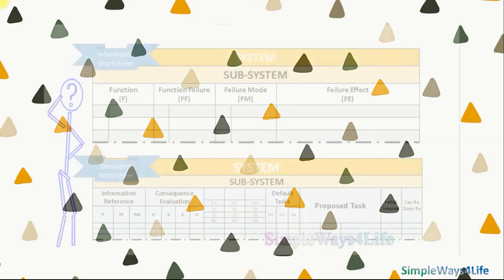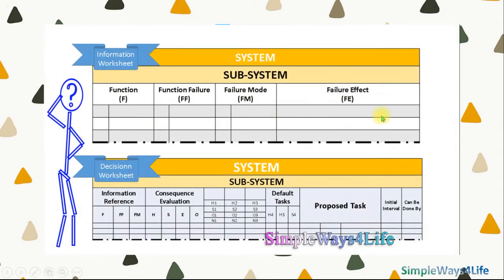Okay, just to refresh our minds, we had two main sheets. We were speaking about the information worksheet, where we collect the information about our functions, function failures, failure modes, and failure effects. And the failure effects are the most important part, to collect all the information available: all the data, information, knowledge and experience we can collect here, so we can move to the other sheet. On the other sheet, we make decisions: yes and no, is it visible, is it not visible, and so on.